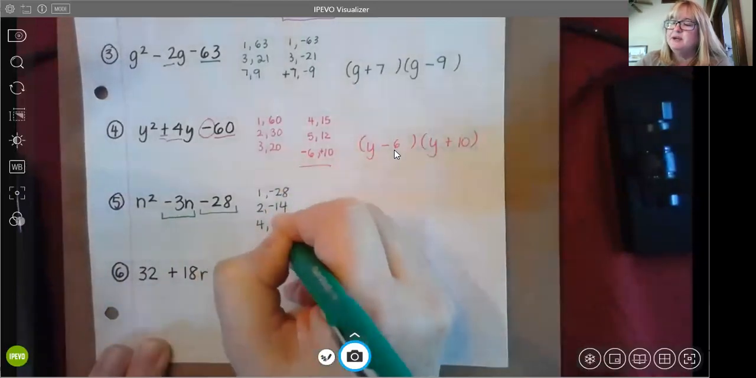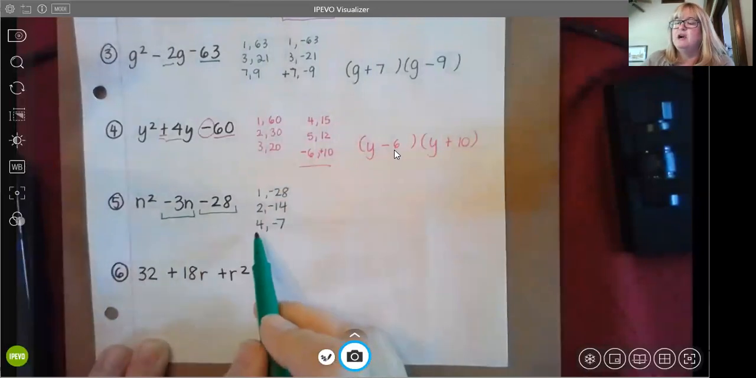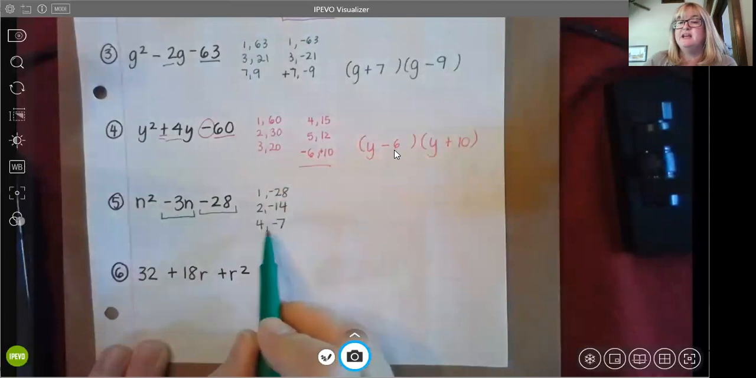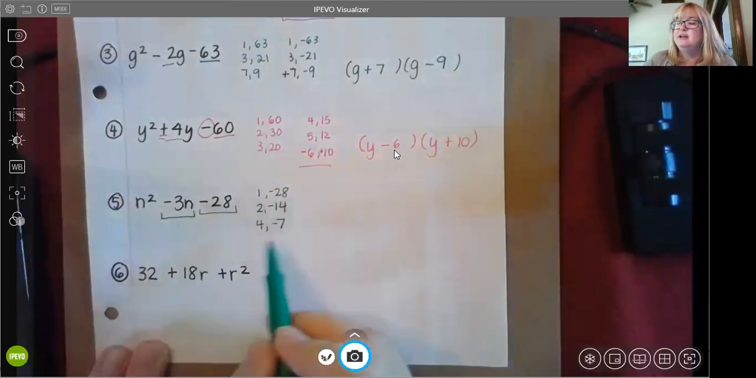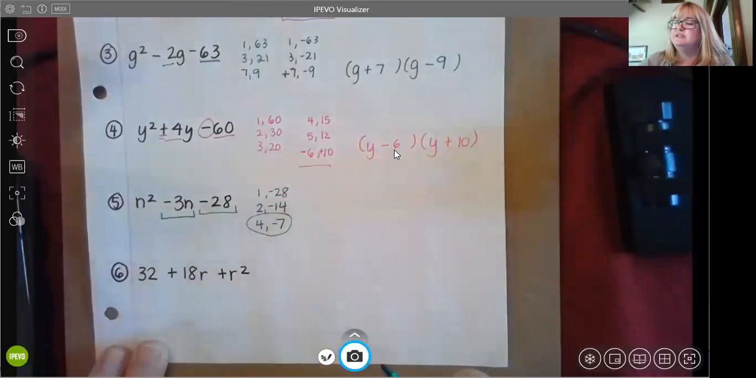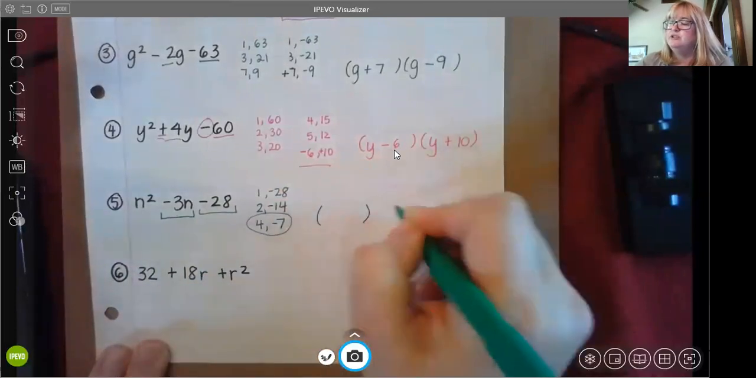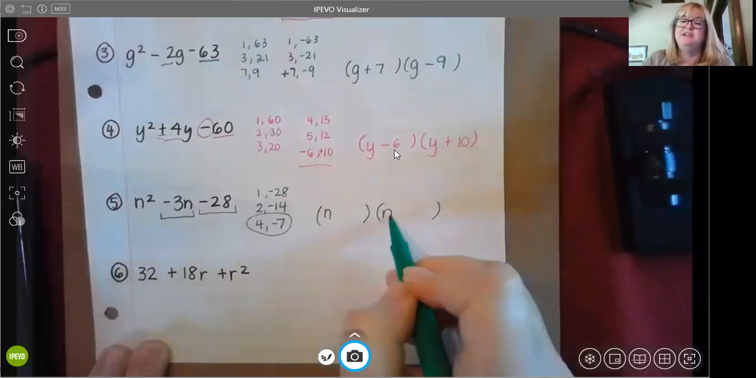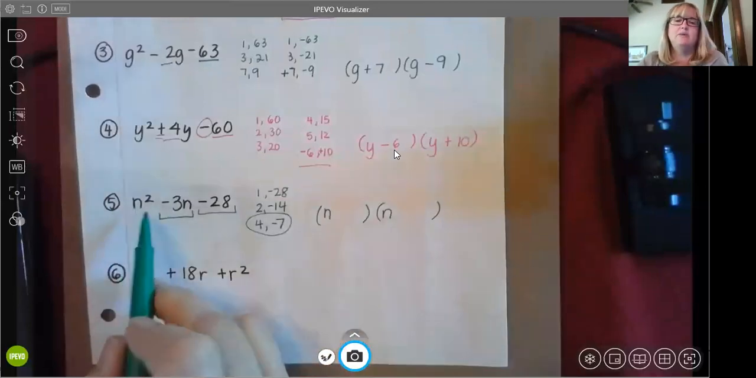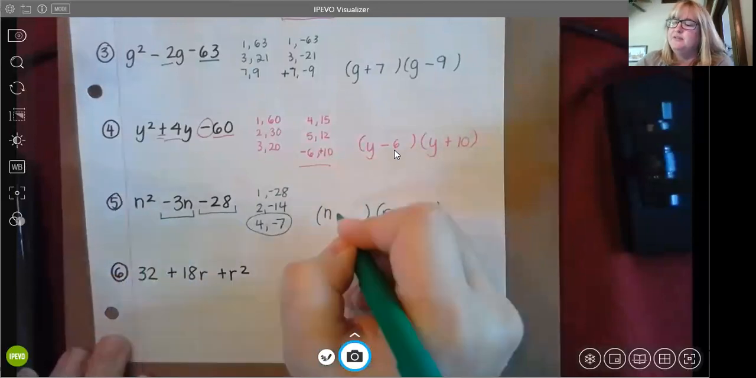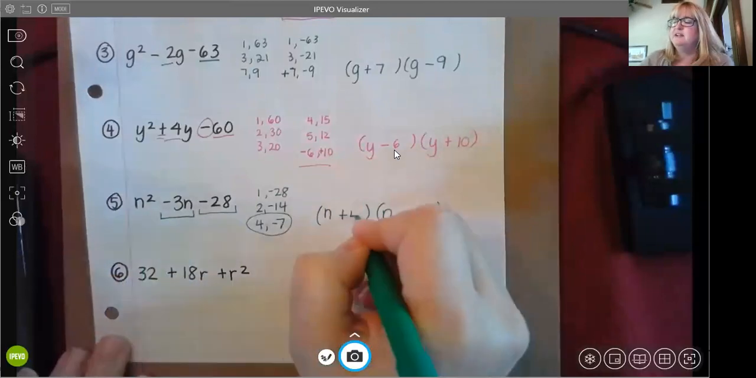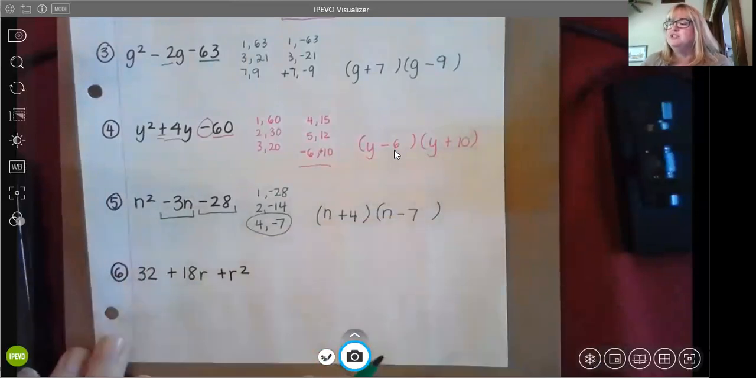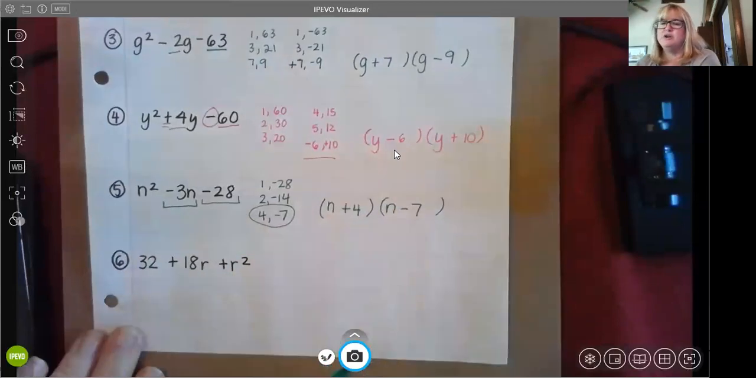4 and 7, bigger one negative. 4 and negative 7, there it is. If I put 4 and negative 7 together, I will get negative 3. So these are my factors. All right, we're going to make our binomials. The first term needs to be n because n times n is n squared. I got a positive 4 and a negative 7. So n plus 4 and n minus 7 is your factored form of that quadratic.